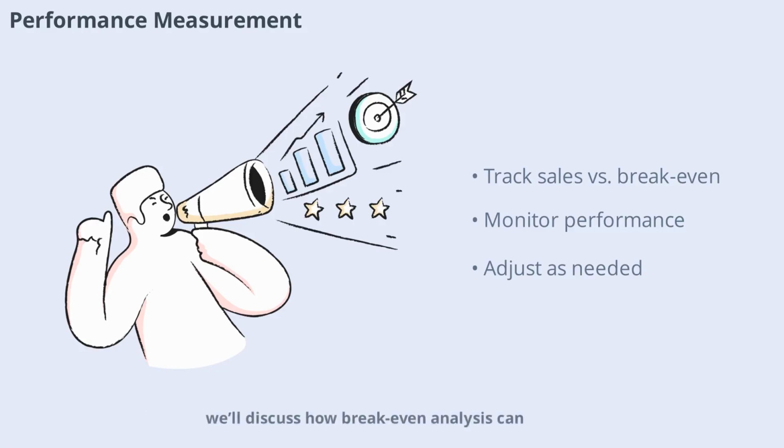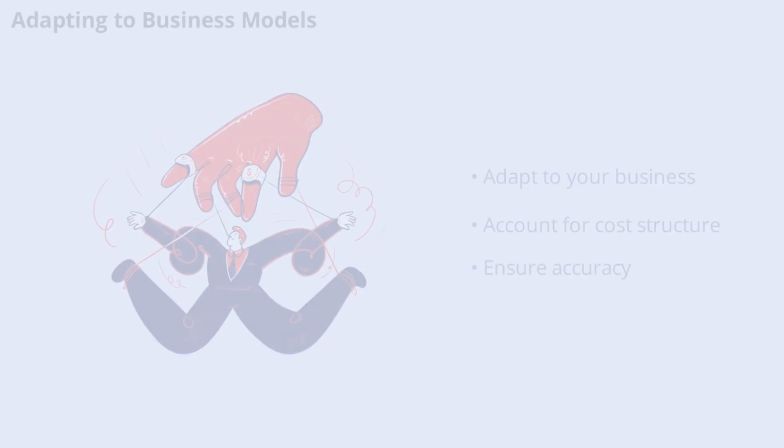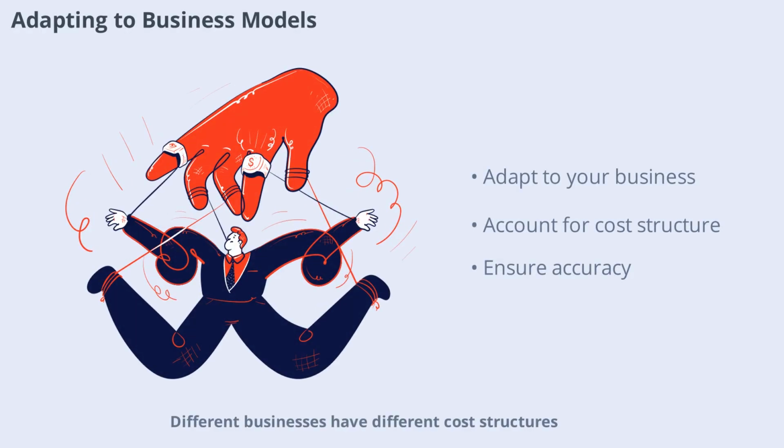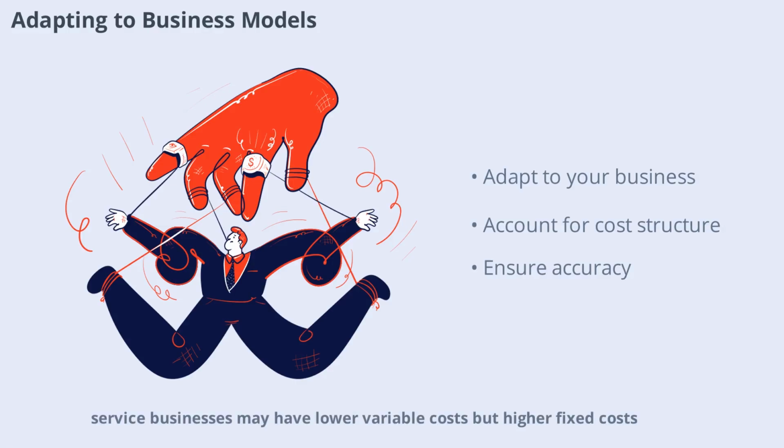In the next scene, we'll discuss how break-even analysis can be adapted for different business models. Different businesses have different cost structures, so break-even analysis must be adapted accordingly. For example, service businesses may have lower variable costs but higher fixed costs, while manufacturers face the opposite. Understanding your unique cost structure ensures your break-even analysis is accurate and useful.